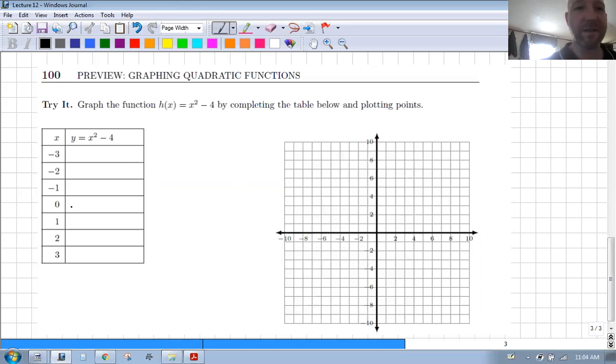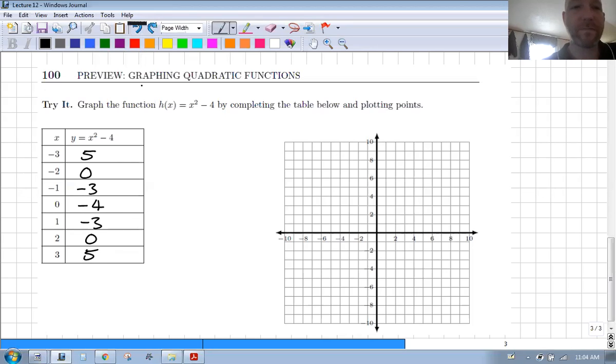So let's fill out the chart and see how this happens. So at -3, squared is 9. And then minus 4 would be 5. -2 squared would be 4, minus 4 is 0. -1 squared is 1, minus 4 is -3. 0 squared minus 4. 1 squared minus 4, 1 minus 4 is -3. 2 squared is 4, minus 4 is 0. 3 squared 9, minus 4 is 5. Notice they're the same numbers.